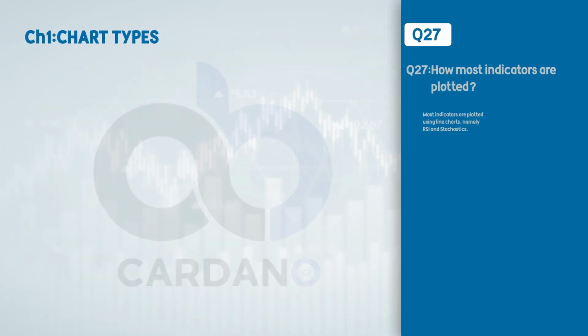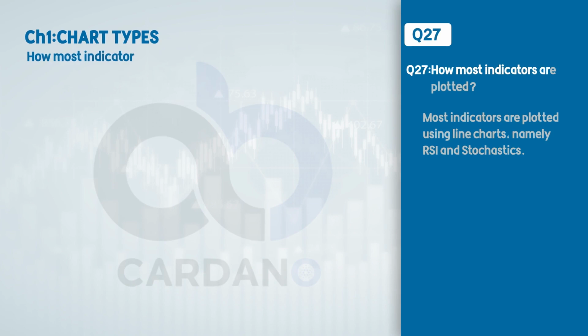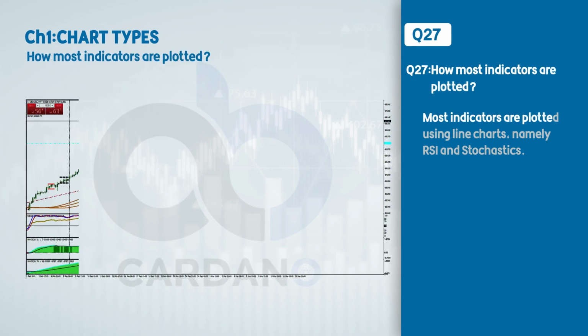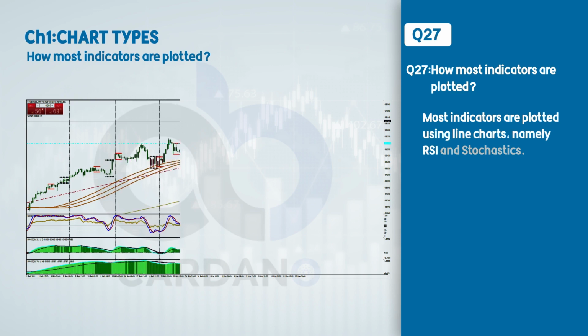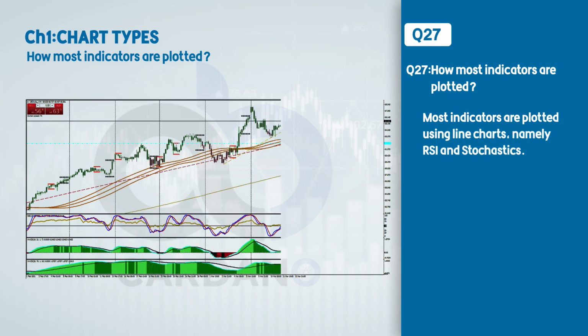Question number 27. How are most indicators plotted? The answer is, most indicators are plotted using line charts, namely RSI and stochastics.